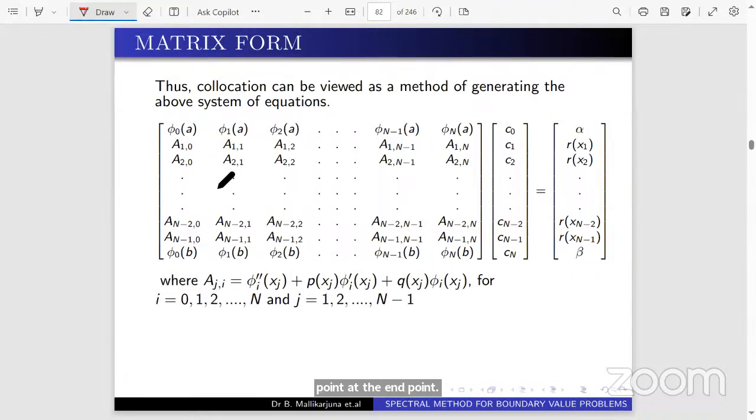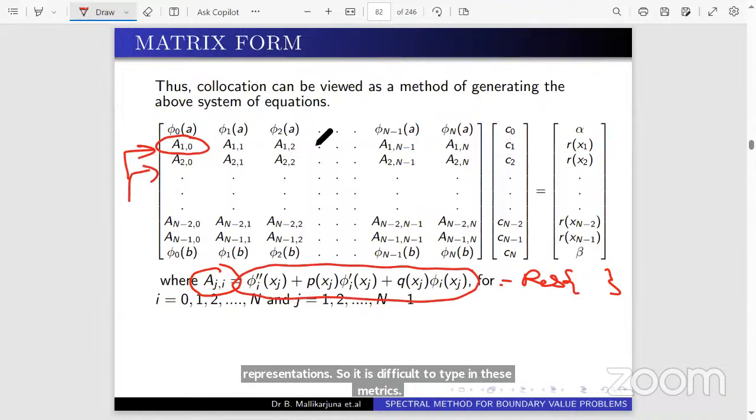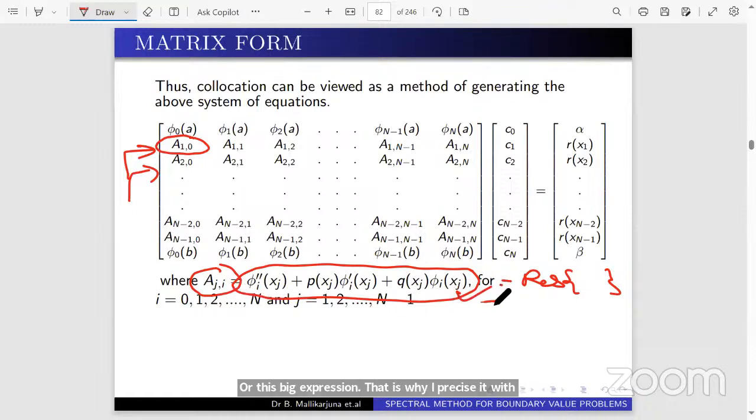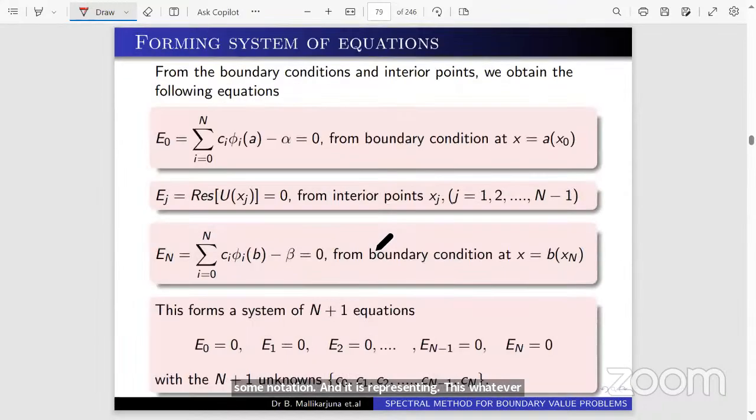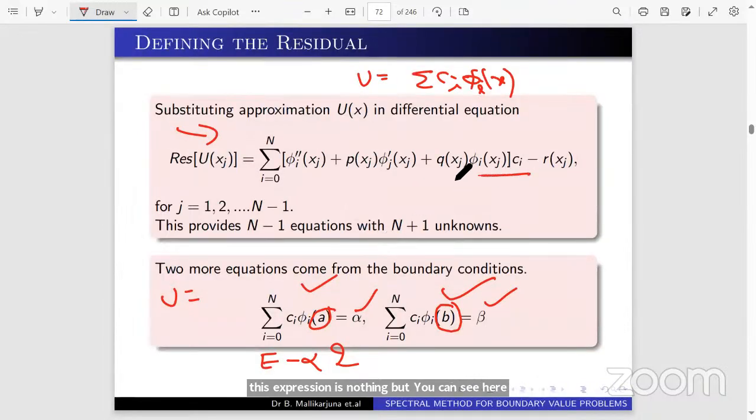So now, what is A here? A is nothing but the residual function, just to be precise for the mathematical equations, just for representation. It is difficult to type in this matrix for these big expressions. That is why I represented it with some notation. Whatever this expression is, you can see here, this is nothing but capital Aij.